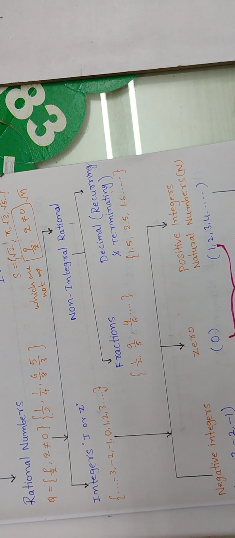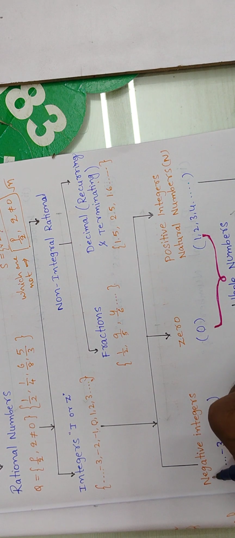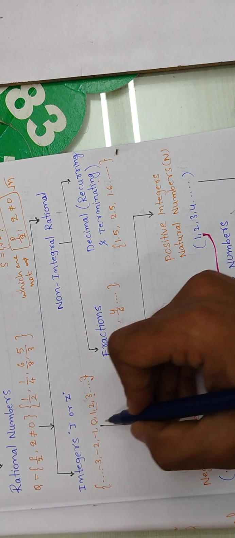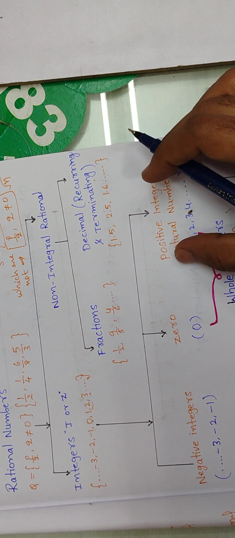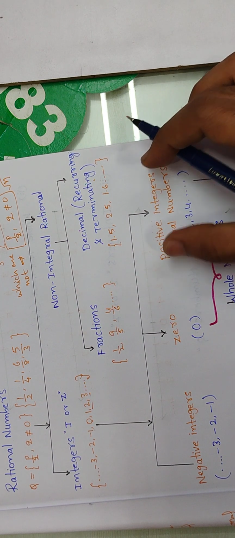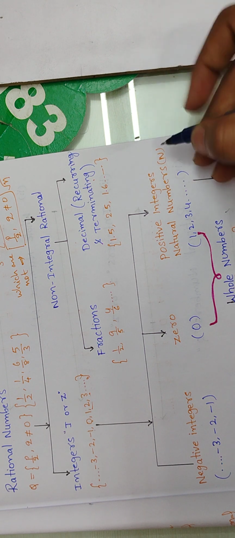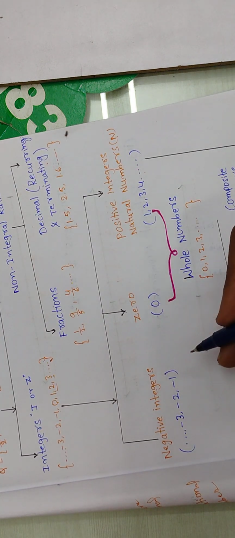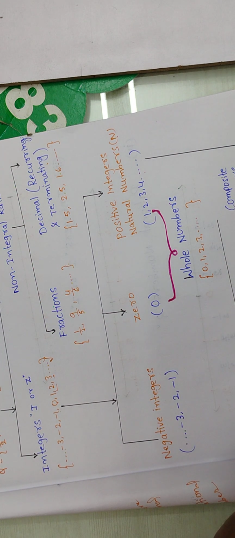And terminating. Then again integers, which we classify into negative numbers, positive numbers, and 0. Positive numbers are nothing but natural numbers, the counting numbers, denoted with the letter N, beginning with 1, 2, 3, 4. And negative numbers begin from the left-hand side of 0: -1, -2, -3, and so on. And 0.